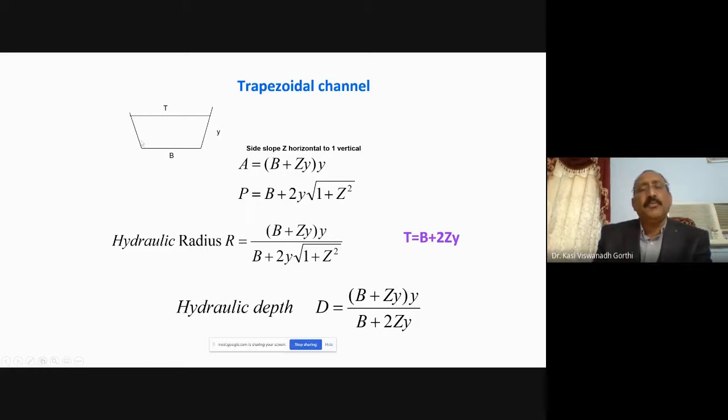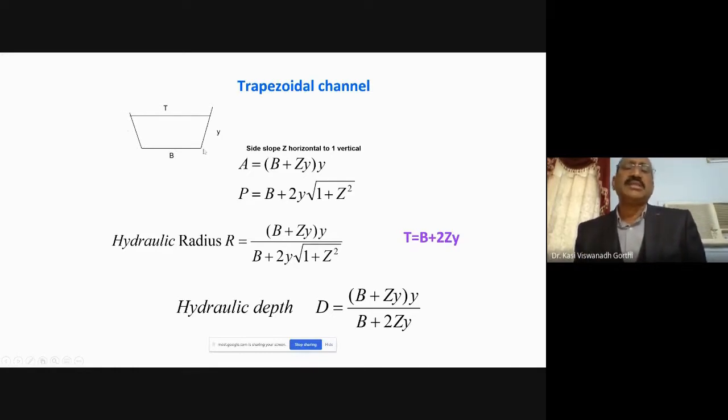To arrive at this component here, you have z horizontal to one vertical. For one vertical, the horizontal portion is z. For y vertical, zy is the horizontal portion. So you have a triangle with base zy and depth y. The area will be half of base into height, half into zy into y. Similarly, this side has half into zy into y. So you have half zy into y this side plus half zy into y this side.